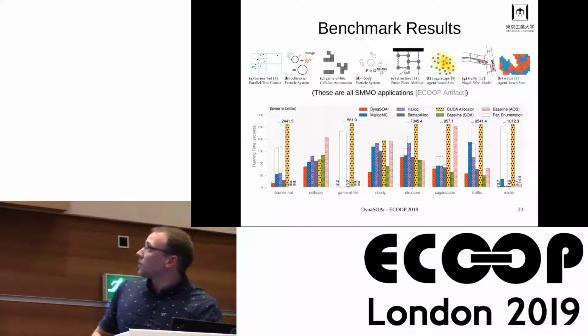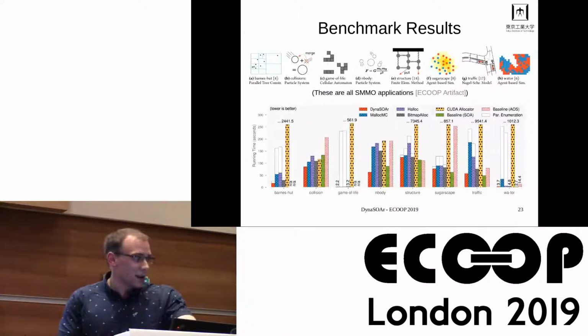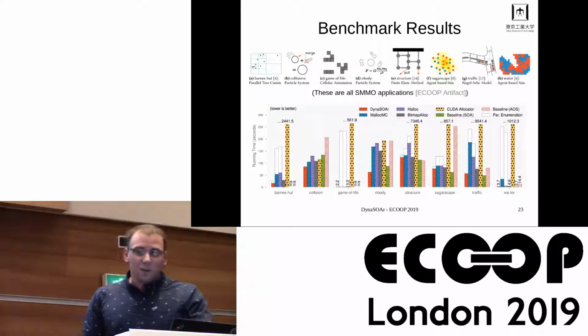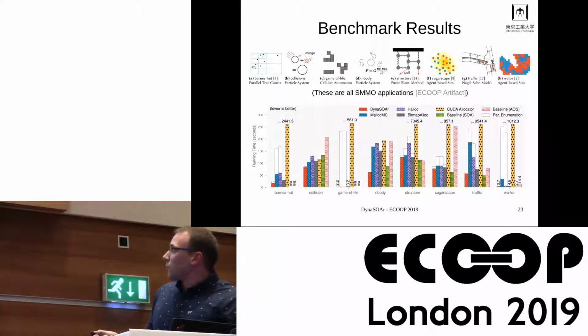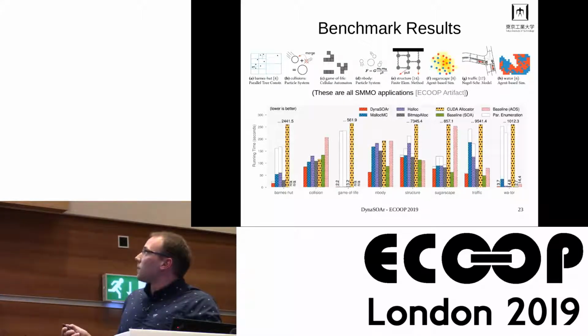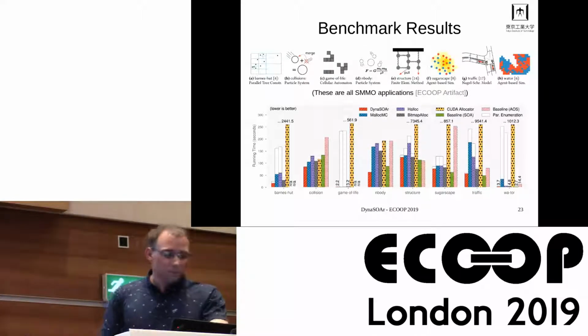Okay, some benchmarks. We benchmarked our allocator with 8 different SMMO applications, and they're from different domains. What you can see here is the red one is DynaSOAr, our memory allocator, and Halloc and malloc-mc are our main competitors. And what you can see here is that in all applications, we are faster than those 2 allocators. Sometimes by a lot, sometimes just a little bit faster. And the main reason why we're faster is because we're using this SOA data layout, and the other allocators, Halloc and malloc-mc, don't.